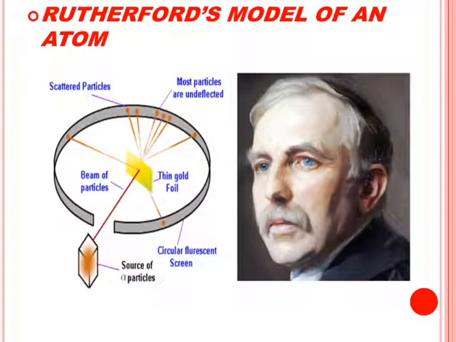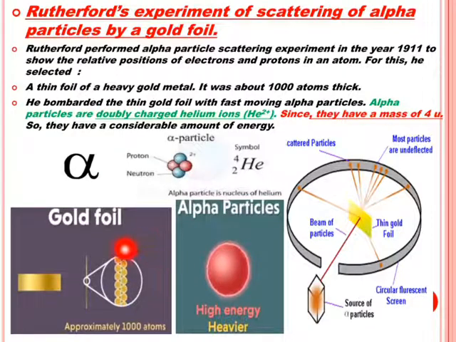Then a famous British physicist, Ernest Rutherford, gave his major contribution in knowing the relative position of negatively charged electrons and positively charged protons within an atom. He performed the famous alpha scattering experiment in the year 1911. For his experiment, he selected a thin foil of a heavy gold metal.